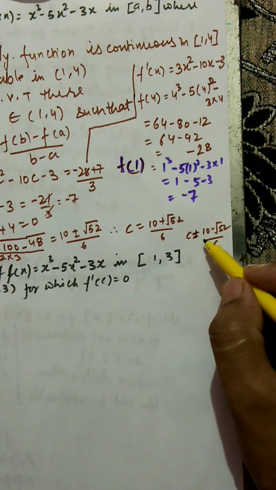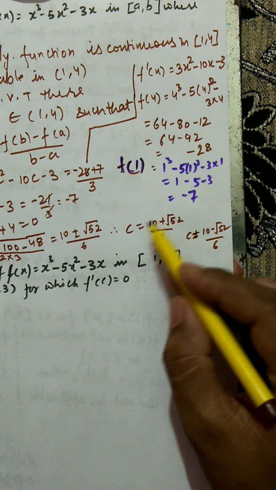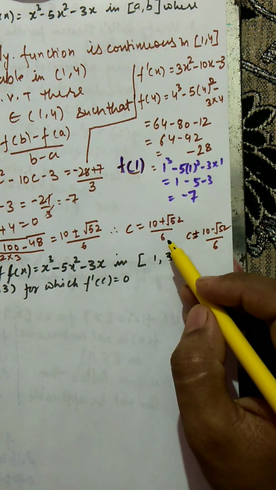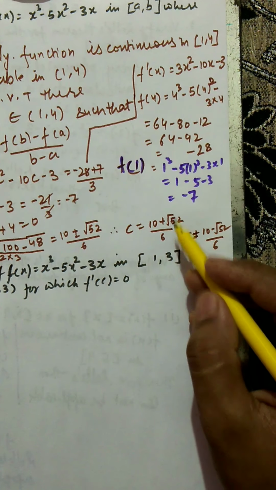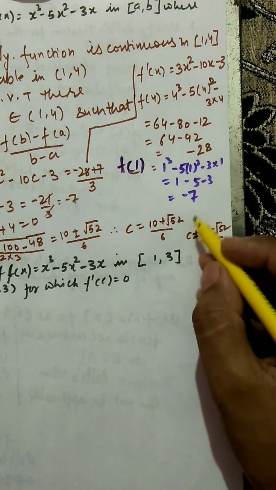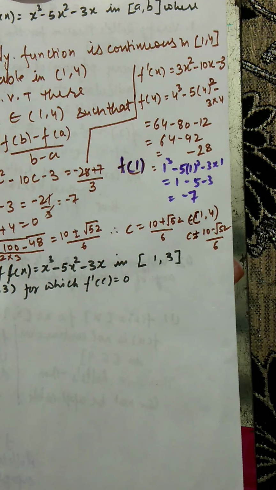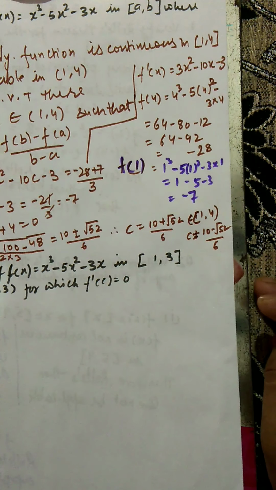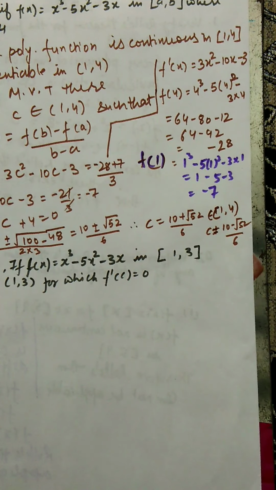So this value we have rejected, and this value (10 + √52)/6 is approximately 17 upon 6, so something around 2.9. So this value lies in the open interval (1, 4). So this is your answer, (10 + √52)/6. There is no need to find the exact value. It is fine if you mention it up to this point only.